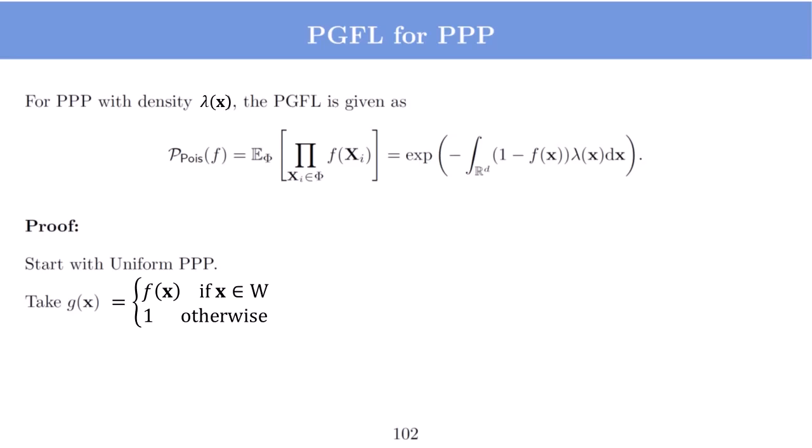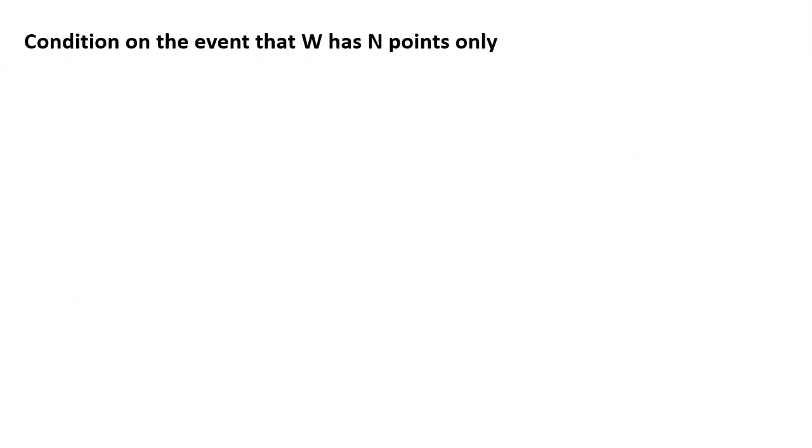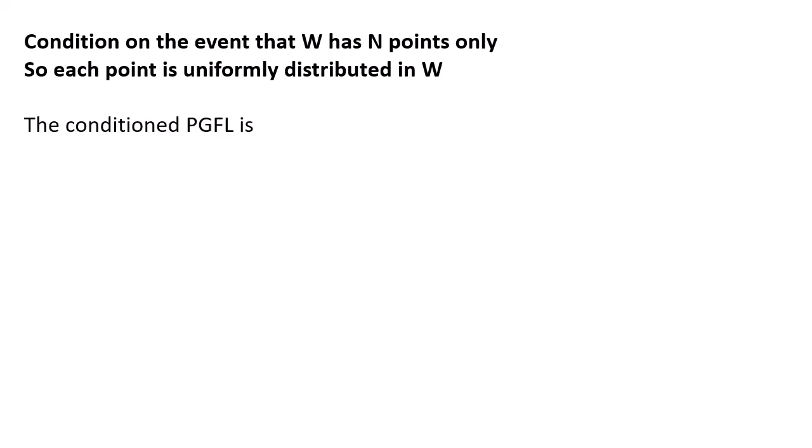So let us compute the PGFL of G first. To compute that, I am going to condition that W has n points. This W is a finite set, so it will only take finite values, and the number of points in W is a Poisson distributed random variable. So first condition that it has n points, and once I condition that, we know that the whole point process looks like a binomial point process in W, which means each point is uniformly distributed in W.